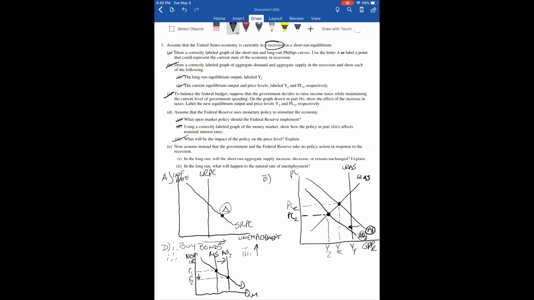And letter E. So assume that the government and the Federal Reserve take no policy action. What will happen in the long run to the short run aggregate supply curve? So if we're over here, whether we're talking about this spot or this spot, eventually what's going to happen if no policy action is taken is that the short run aggregate supply curve will shift to the right, or increase. And the reason why is because of lower wages and input costs.